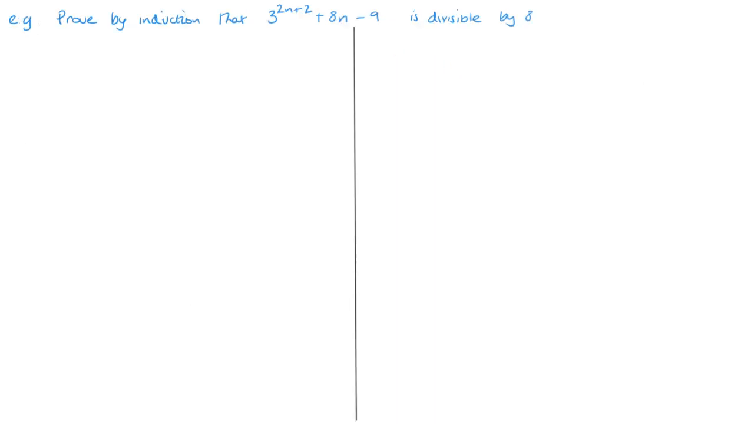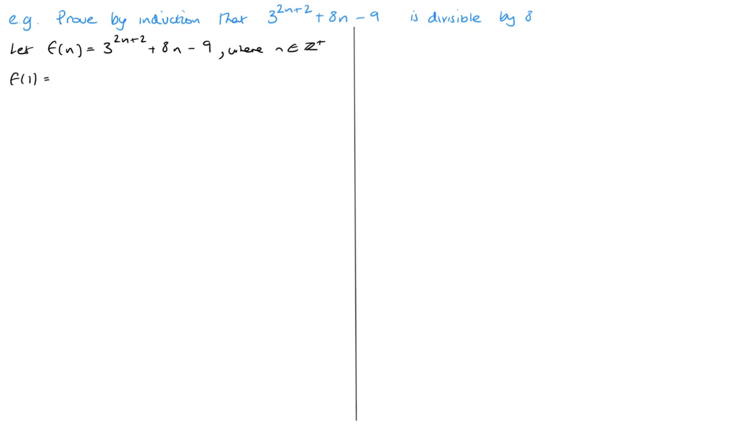Okay, let's have a look at a second example. So let's start off the same way as last time. Let f of n equal 3 to the power 2n plus 2, plus 8n minus 9. And then I can put this in at the end, where n is an element of the positive integers. But if you don't remember that bit, there's nothing to worry about.